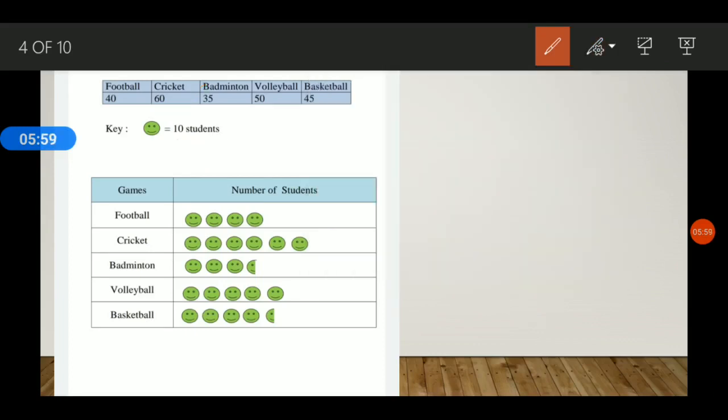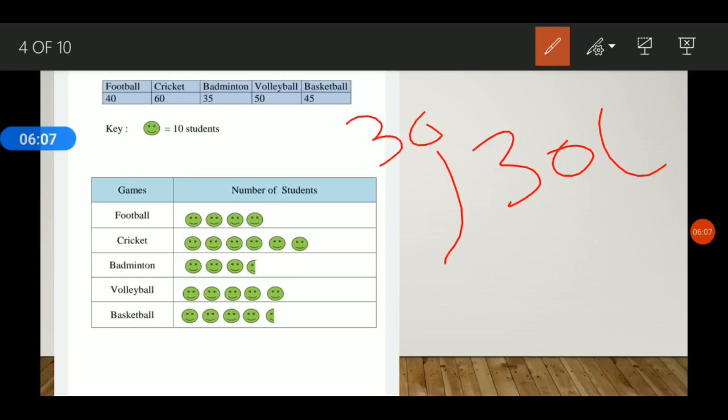Next is badminton, 35. So 35 is not divisible by 10, but 30 is divisible by 10. So for 30 plus 5 we can write 35, 30 plus 5. So for 30, how many pictures will we draw? 10 threes are 30. 3 pictures, completely we will draw a smiley.